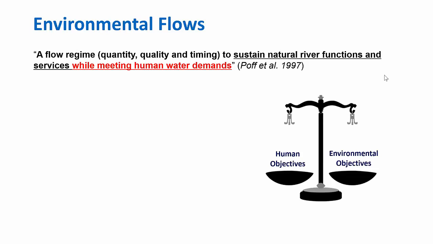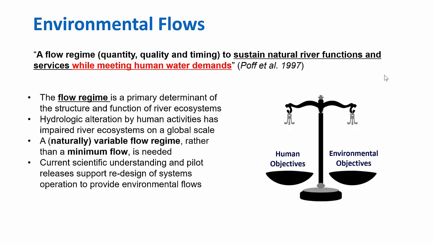So environmental flows in itself is this balancing or determining a flow regime, this kind of variation throughout the year that supports the environment as well as human objectives. So the flow regime, the water quantity, quality, timing, is a primary determinant of how a river functions and the functions that are beneficial for the ecosystems. We do know that there is a hydrologic alteration, that we have changed the flows due to human activities, and this has happened in every part of the world. So we will have consequences throughout the world.